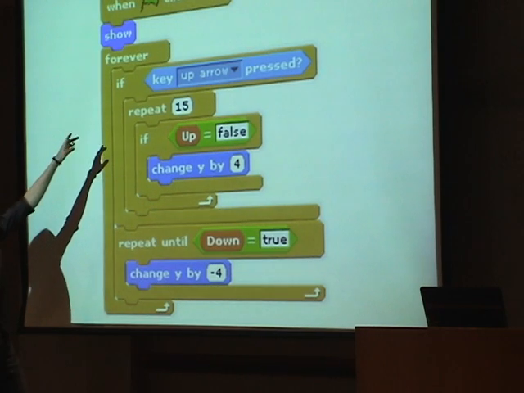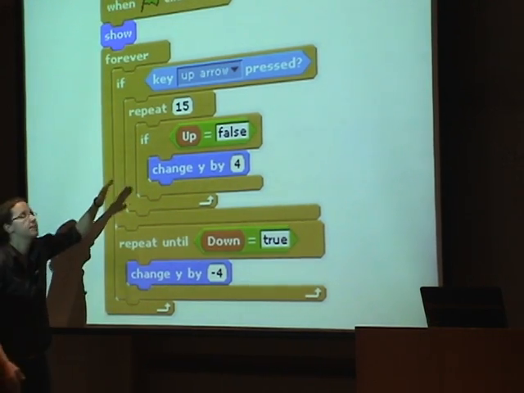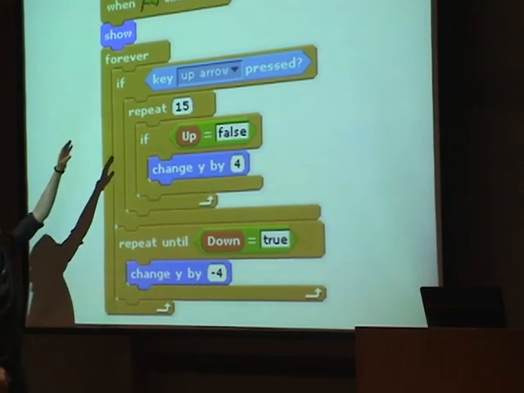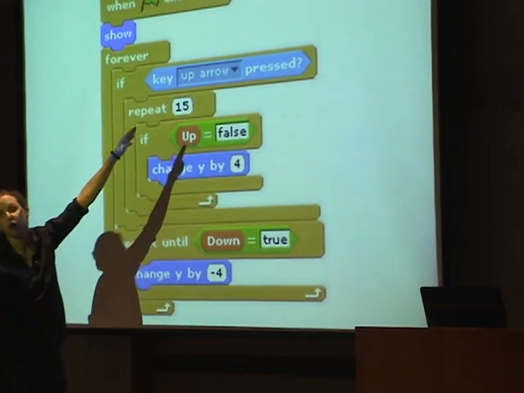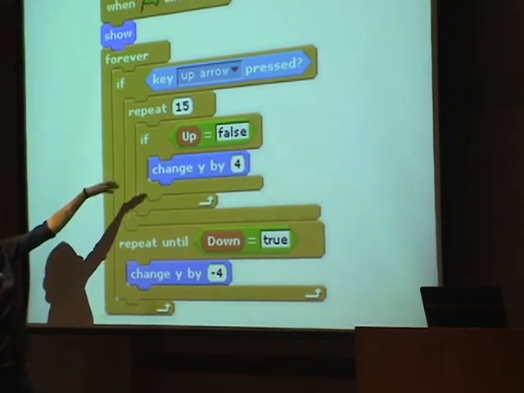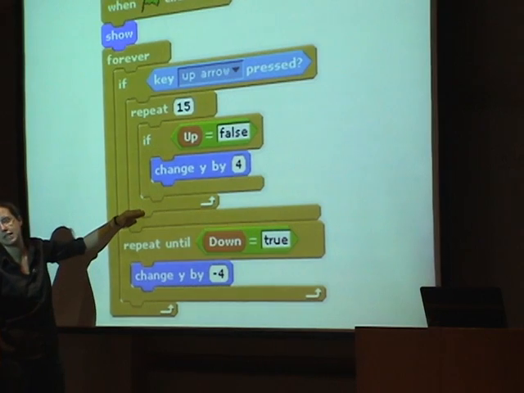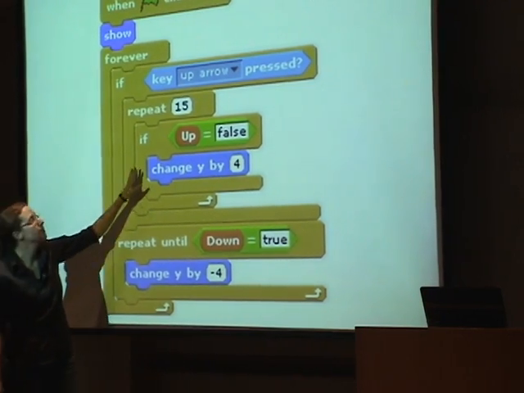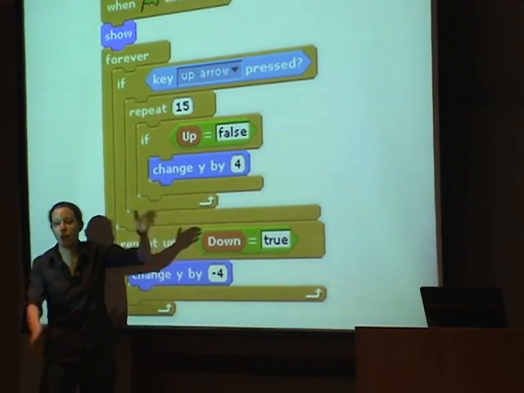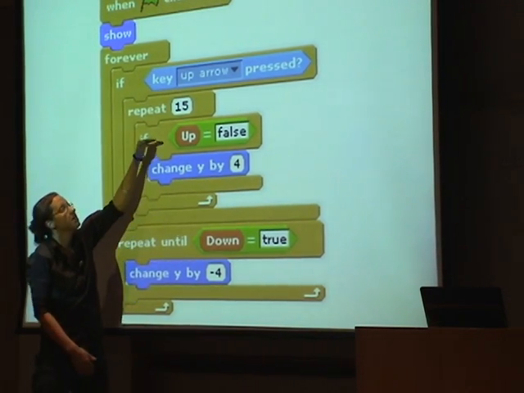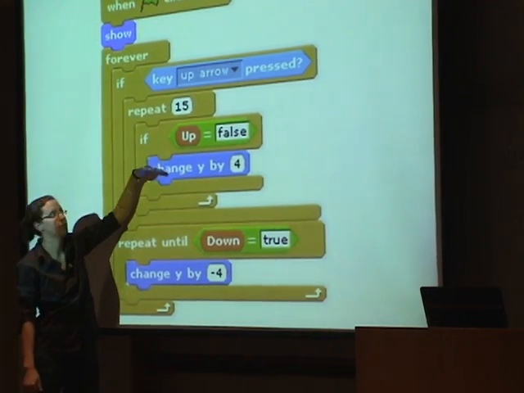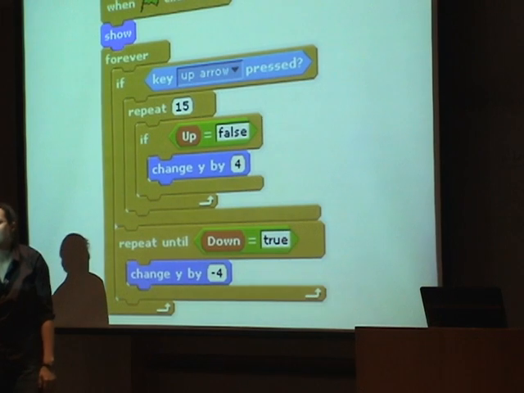So I say, well, I have a forever around here, which means it's going to go top to bottom, top to bottom, top to bottom, until I'm done. So I say, if the key up arrow is pressed, so if someone is literally holding the button down at the moment when it tests this, then I'm going to do this thing 15 times. The thing I'm going to do 15 times is I'm going to say, if I haven't hit my head, change my Y by 4 and go up 4 pixels. If I haven't hit my head, go up 4 pixels. And I do that 15 times.